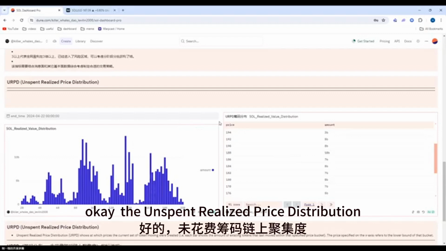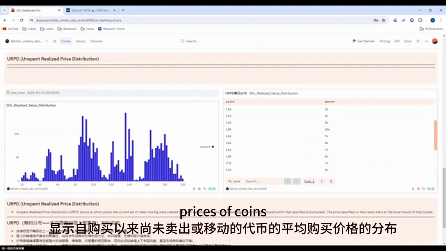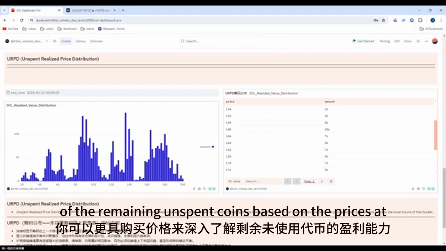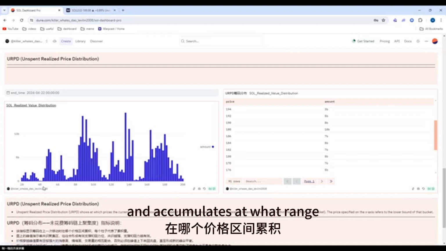Okay. The unspent realized price distribution, the URPD, shows the distribution of the average acquisition price of coins that have not been spent or moved since they were acquired. It provides insight into the profitability of the remaining unspent coins based on the prices at which they were acquired. This indicator shows you how the price moved and accumulates at what range.